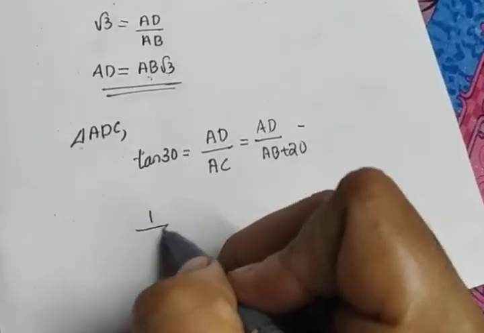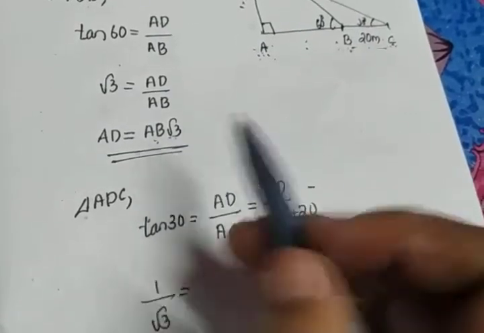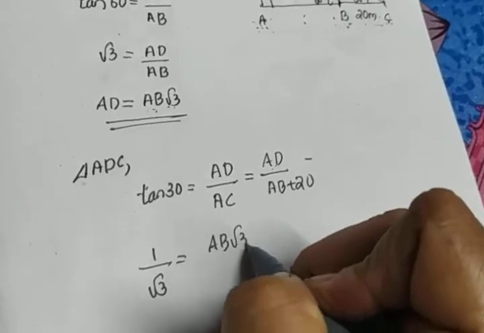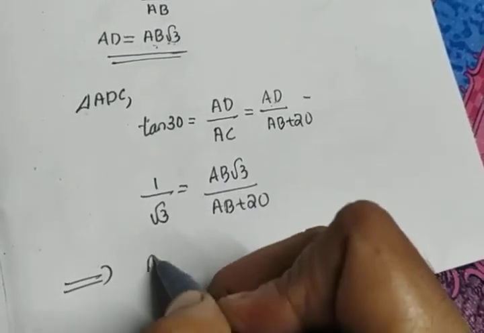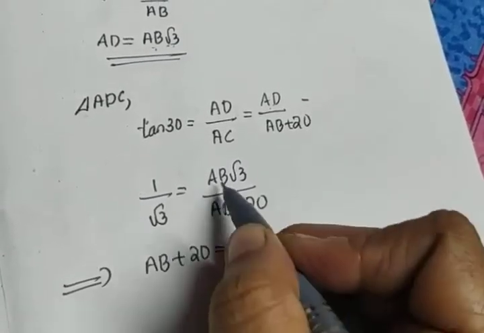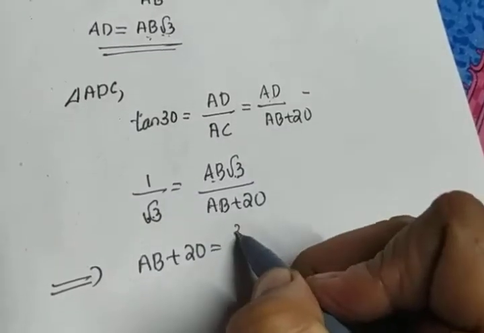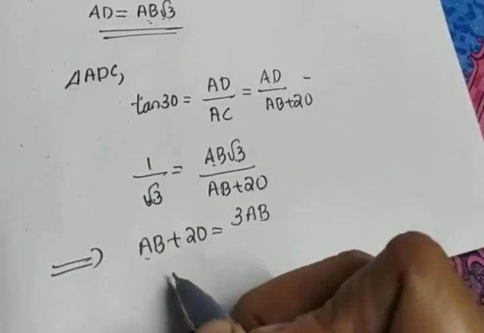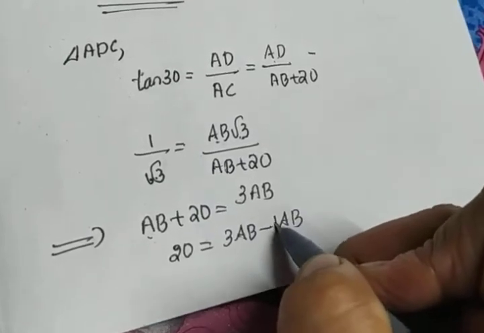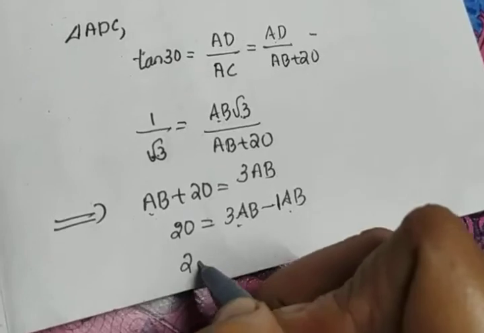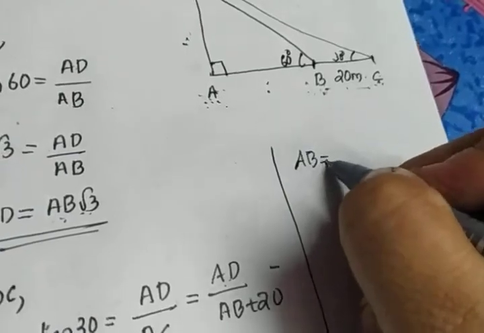Tan 30, what is the value? 1 by root 3 is equal to, instead of AD, we will apply the value which we got in the earlier procedure. So we will write AB root 3 divided by AB plus 20. Just cross multiply. 1 into AB plus 20 gives you AB plus 20 is equal to AB root 3 into root 3. What is root 3 into root 3? 3. So AB root 3 into root 3 will give you 3AB. Take this AB to the right side. So we are getting 20 is equal to 3AB minus AB. AB means actually it is 1AB. So 3AB minus 1AB gives you 2AB. 2AB is equal to 20. So we are getting AB as 20 divided by 2, which is 10 meter.